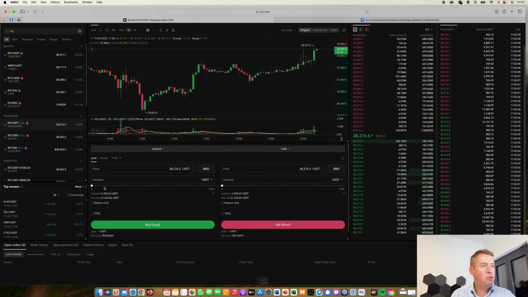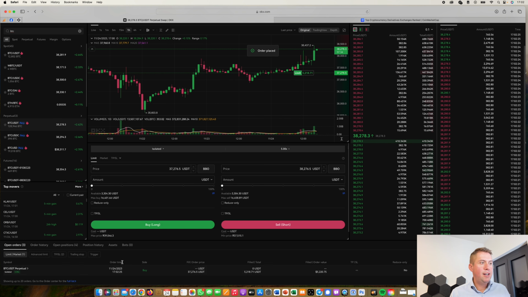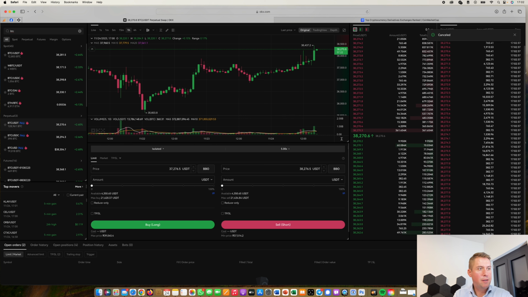And with the limit order, you can basically say, okay, you want to open a short position with 25% of your capital once the price drops to, let's say, 37,000, and then you just click buy long. And you can see you have an open order now in the order book that will stay there until the price drops to that level. And you can always cancel it easily.